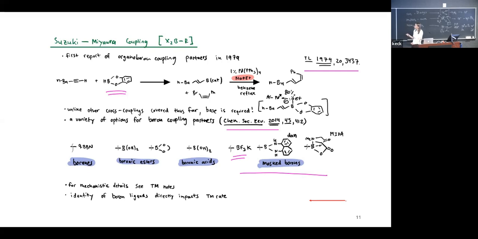And then as we move to even more stable boron reagents, these masked borons, the DAN and the MIDA, you can think of them more as protecting groups for boron that you can put on to make sure you can carry it through, and then you need to deprotect it prior to coupling it. There are a few examples where these are directly used as transmetalation partners, but most often think of it as a protecting group.